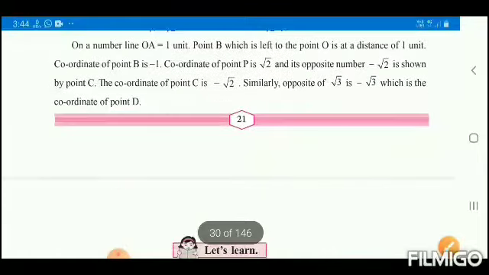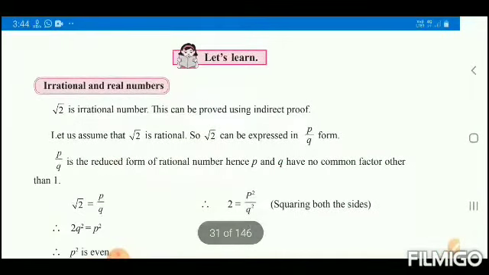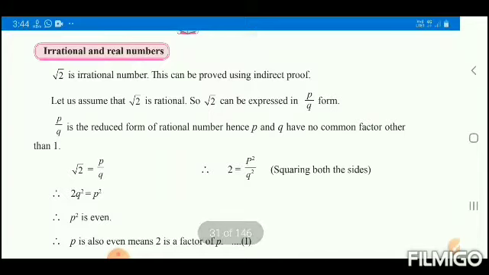Okay. Now let us learn about irrational and real numbers. You know that real numbers means the group of rational numbers and irrational numbers together. Here root 2 is an irrational number because this number is non-terminating and non-recurring. So it is an irrational number.